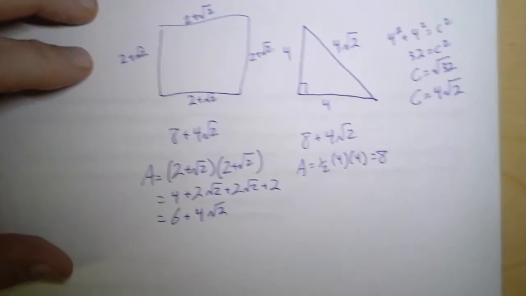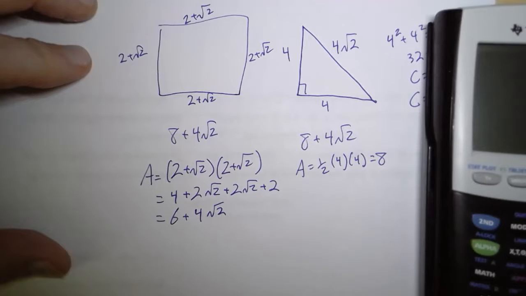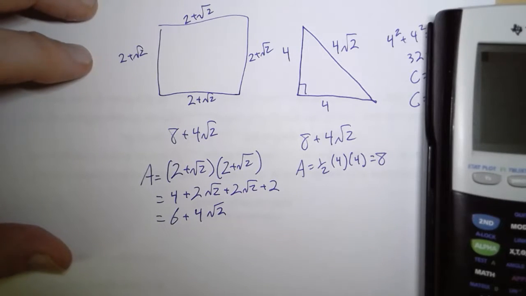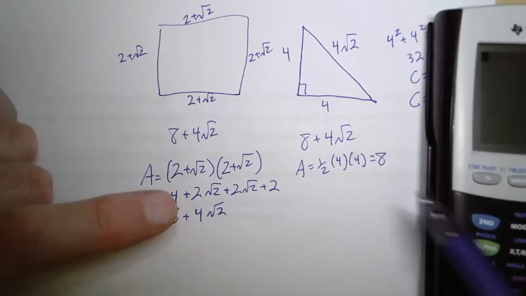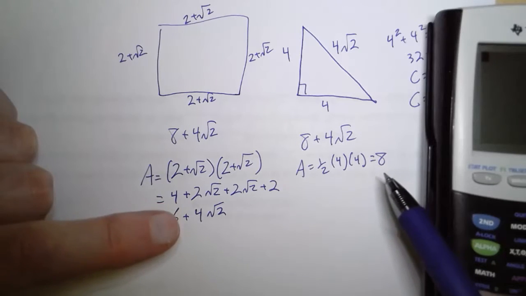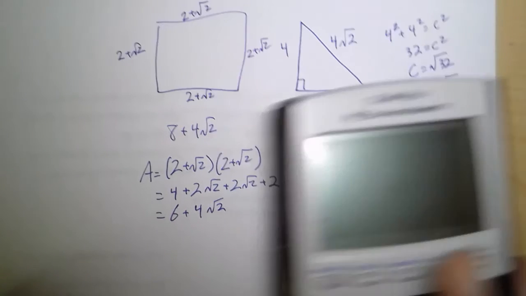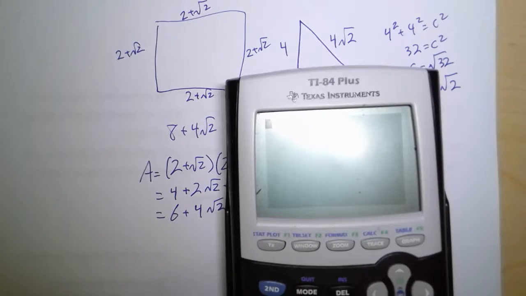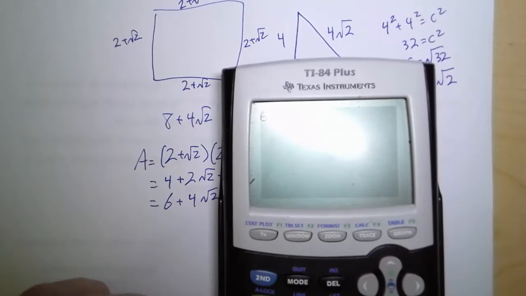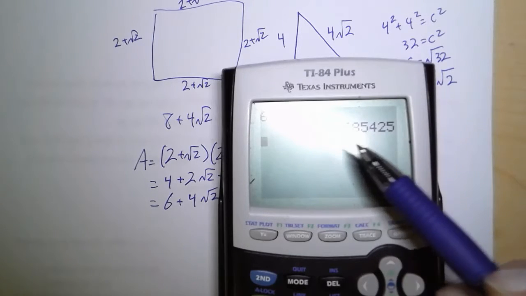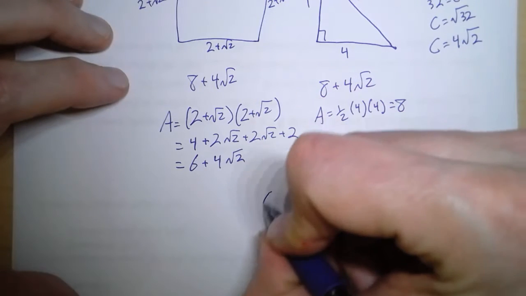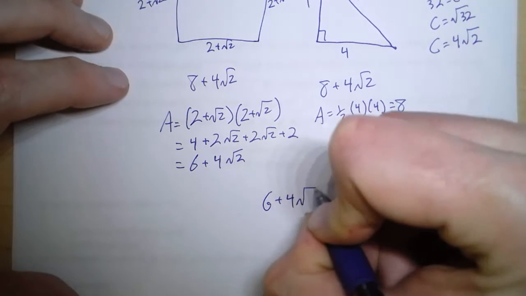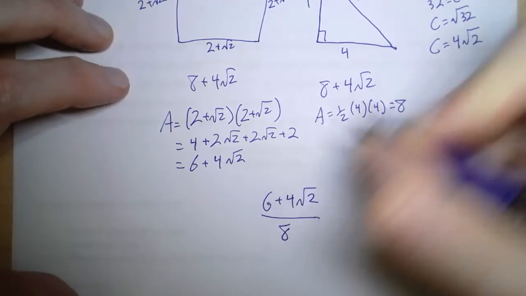All right, now at this point we need our calculator because we need to figure out which of these two numbers is bigger, because we need to find the ratio of these, and it said the bigger of the two. So that means the bigger number has to go on top. So let's compute 6 plus 4 square root of 2. Well, that is indeed bigger than 8. So that means this number has to go on the top: 6 plus 4 square root of 2 over 8.